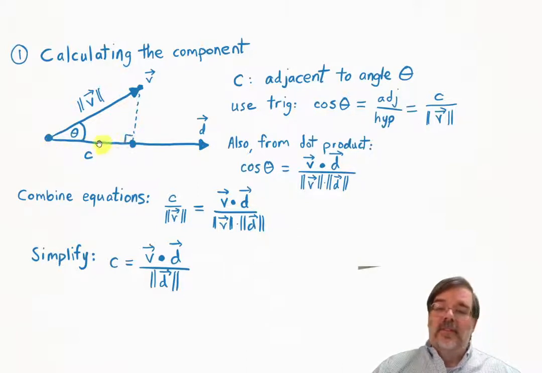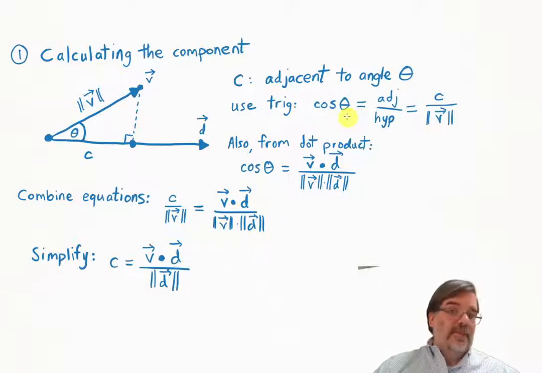In particular, since side c is adjacent to this angle theta, the function we're going to need is cosine of theta, because cosine theta is defined to be equal to the adjacent side divided by the hypotenuse. In this case, the adjacent side is c, that's what we're looking for, and the hypotenuse is the length of the vector v. Right, so if we know cosine theta, and we're given the vector v, we'll be able to solve for the value of c.